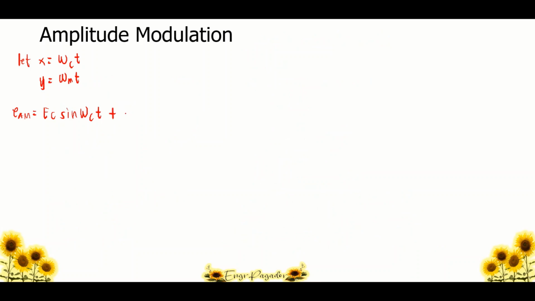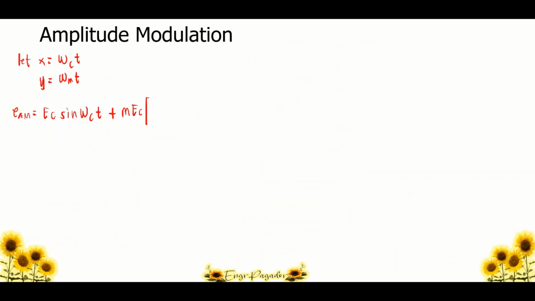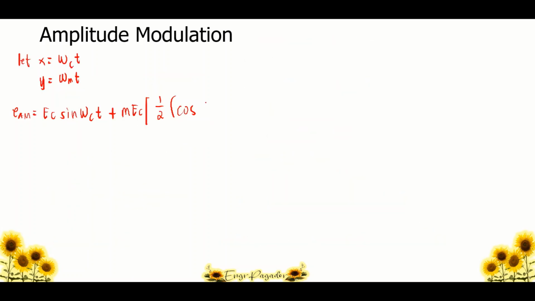So, this will be equal to plus MEC multiplied by, now the trigonometric identity comes in. Our x will be omega ct, our y is omega mt. So, what happens here is it will have 1/2 multiplied by cosine omega ct minus omega mt, and then minus cosine omega ct plus omega mt.